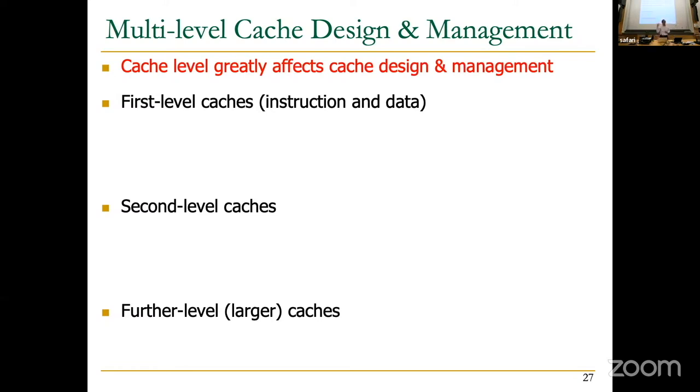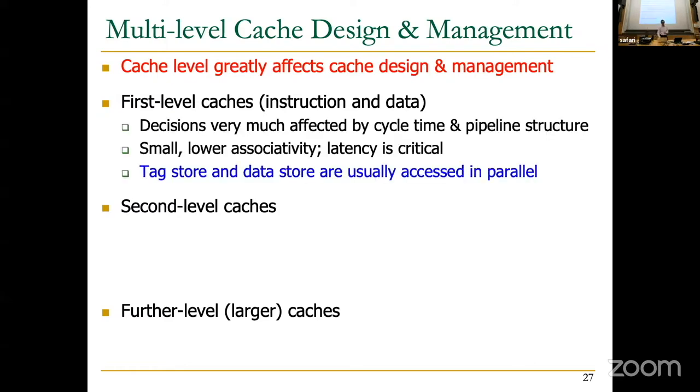Okay, so let's take a look at another example of this. First level caches, second level caches, and further level caches. We said that first level caches are partitioned into instruction and data because they're serving the pipeline immediately. In general, in the first level caches, decisions are very much affected by the cycle time and the pipeline structure itself. Because you need to get the data very quickly into the pipeline, instructions are especially important, because if you don't get the instructions into the pipeline quickly, you'll stall the entire pipeline, right? Data is also important in the back end. But basically, these are usually smaller, lower associativity, and latency is critical, as we've discussed.